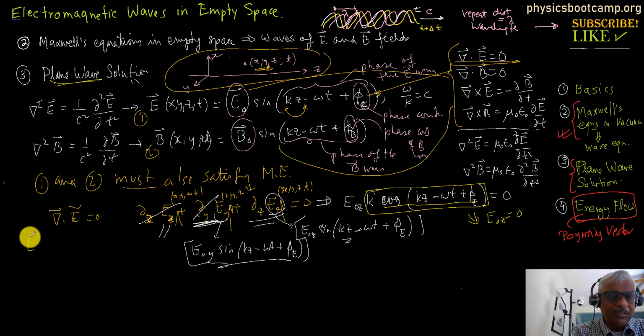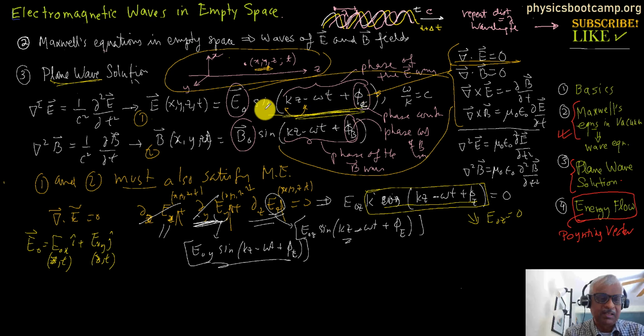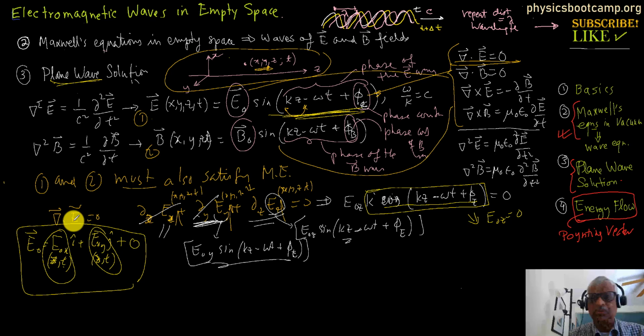So it says e0 can only be e0x i hat plus e0y j hat, and this can depend on z and t. That's what we have just written down, z and t for us. In general it could depend on x, y, z, and t, but we are working with just z and t. So this is a function of z and t, this is a function of z and t, but the z component is absent, plus 0. So that's one conclusion: del dot E equal to 0 gives me this.